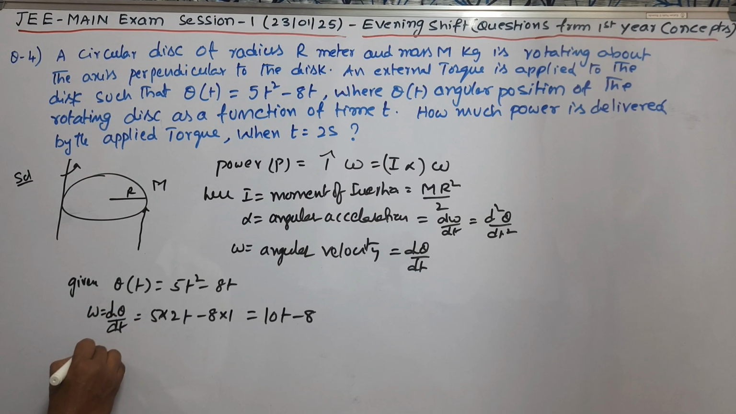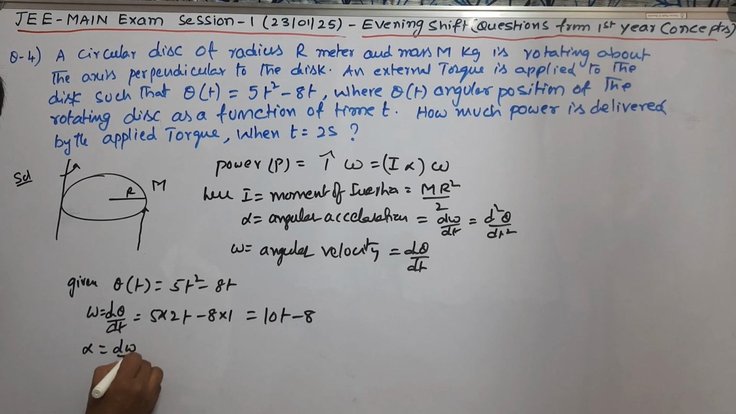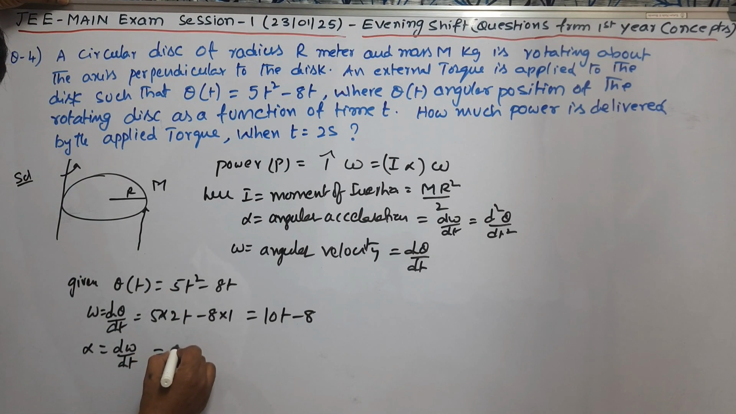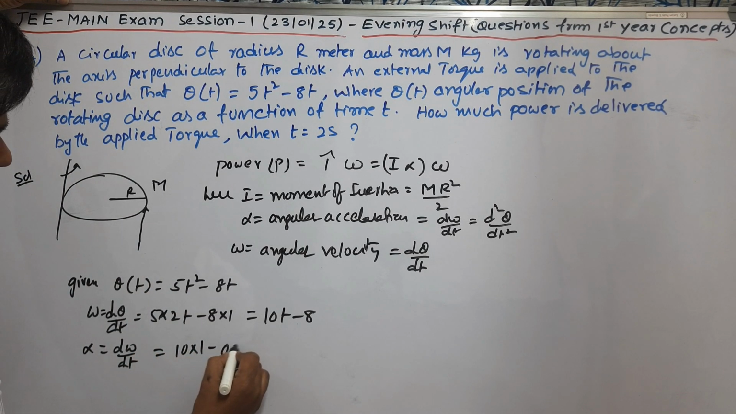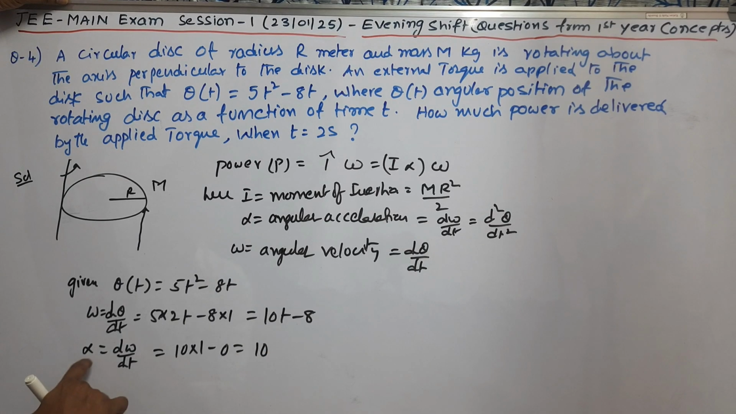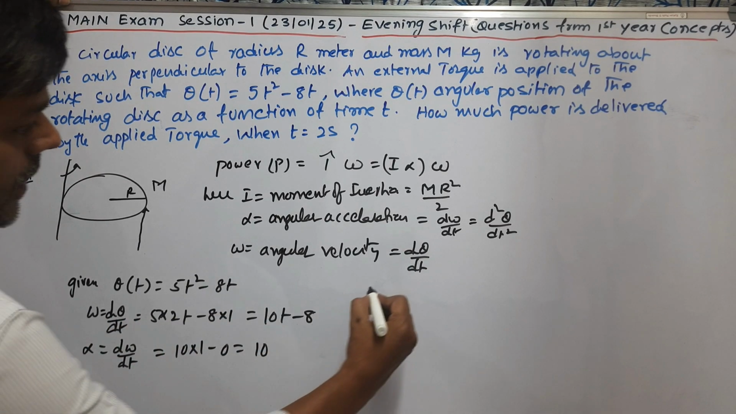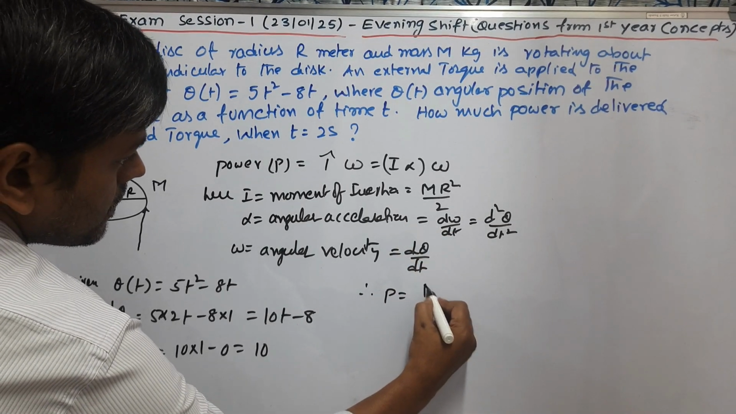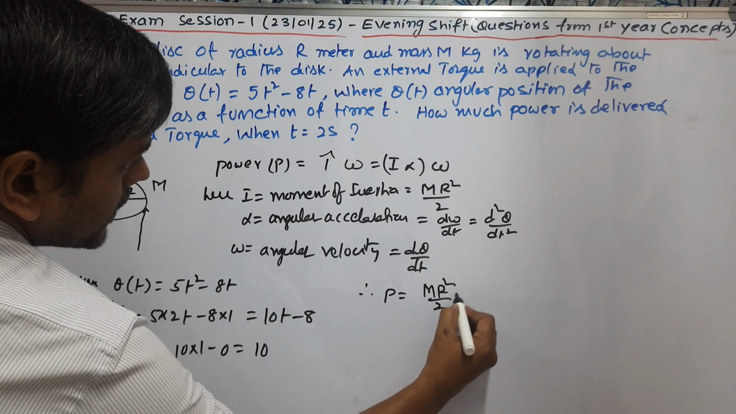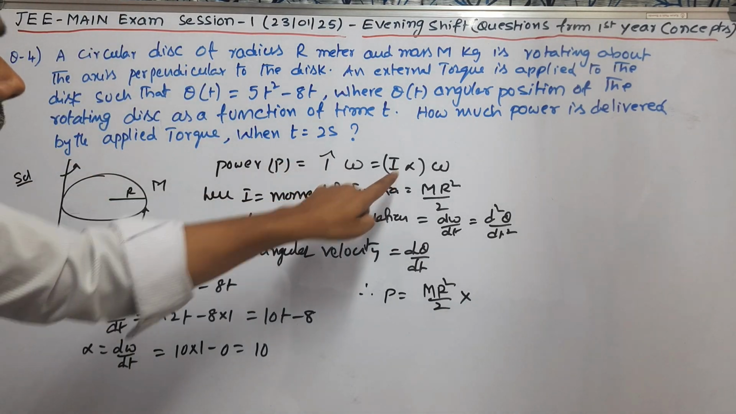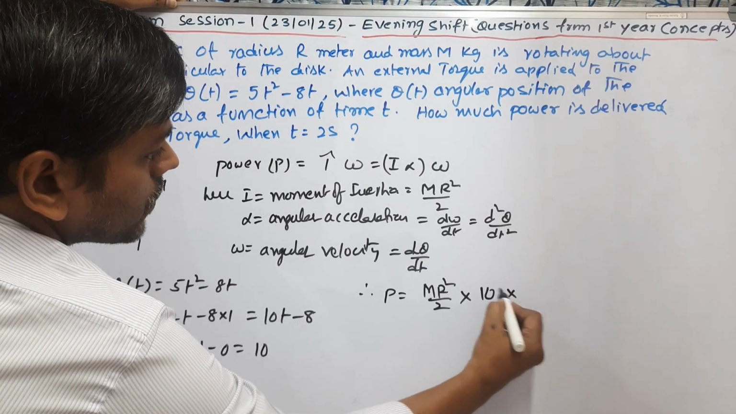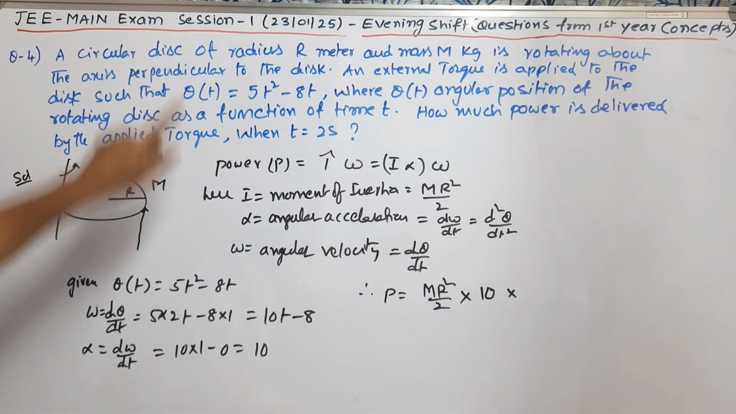Similarly, angular acceleration alpha is equal to d omega by dt. Again you differentiate it, then you get 10 into 1 minus 0, which is equal to 10. So alpha is equal to 10. Therefore, the power generated P is equal to I, which is m r square by 2, into alpha, which is 10, into omega.